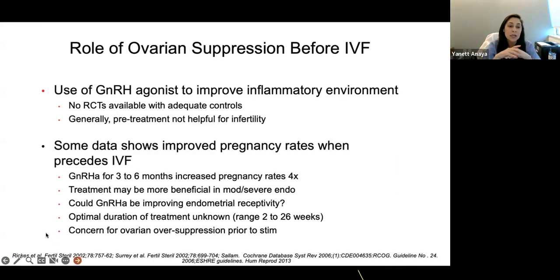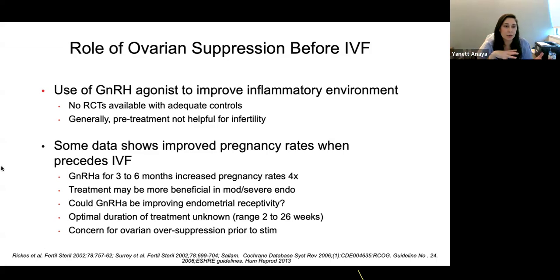One of the cons of using a GnRH agonist prior to IVF is that, because of its mechanism, you're suppressing the ovaries. And so the ovarian response when you do IVF is not going to be as robust because the ovaries have been suppressed by the GnRH agonist. That is one of the things you have to take into account when you're going to pre-treat a patient before IVF stimulation. So sometimes what we may do is do IVF, get the embryos, bank them, and then do the suppression with the GnRH agonist, followed by the embryo transfer.